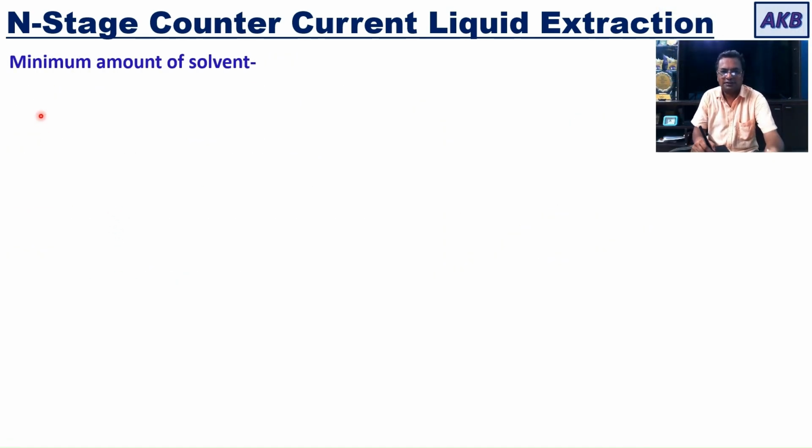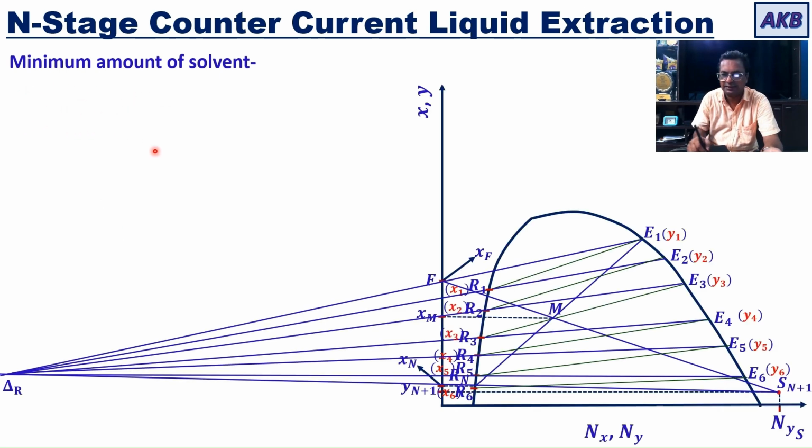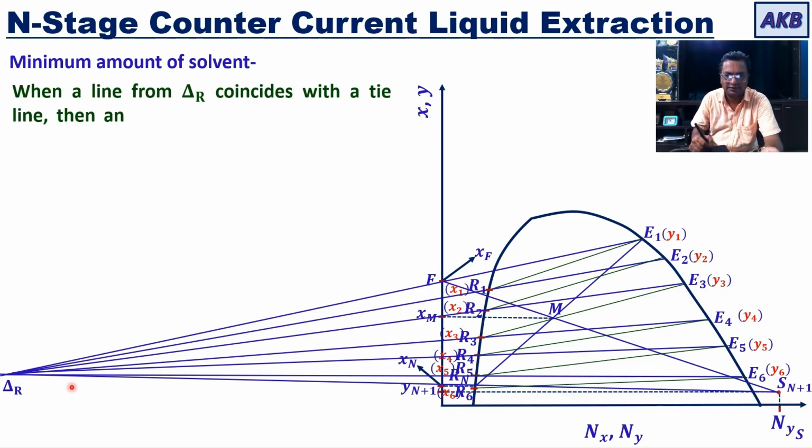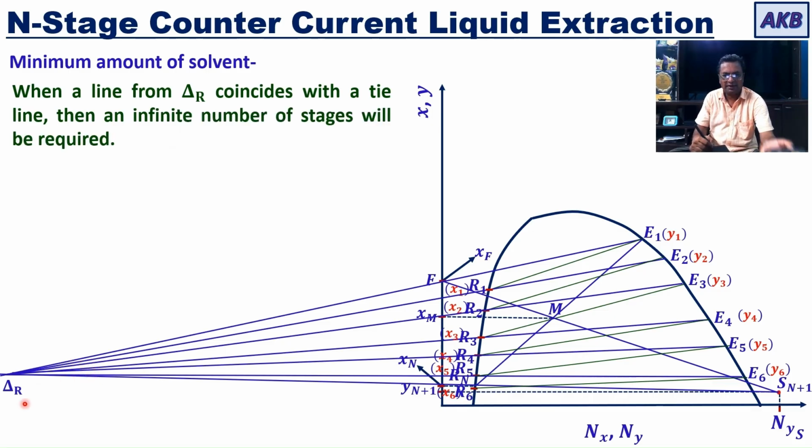Okay, there is another concept, which is the minimum amount of solvent. How to get it? Let us understand with the help of this diagram. When a line from delta R, that is any blue line that originates at delta R, coincides with the tie line, that is the blue line and green line coincide with each other, then we will need an infinite number of stages in the operation.